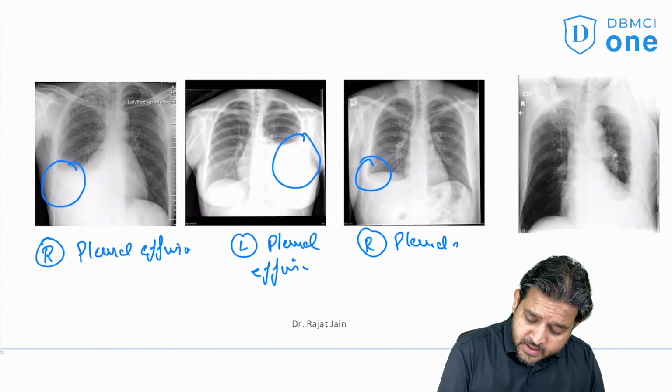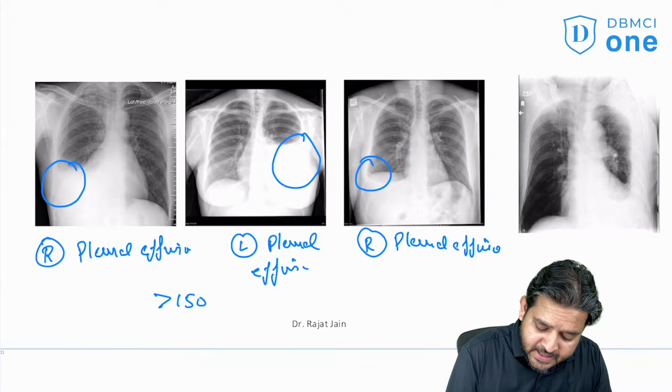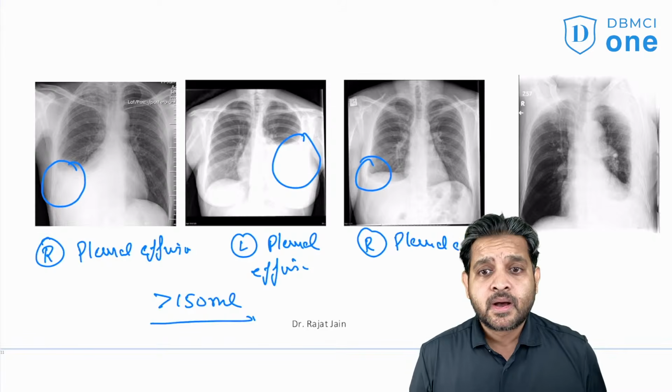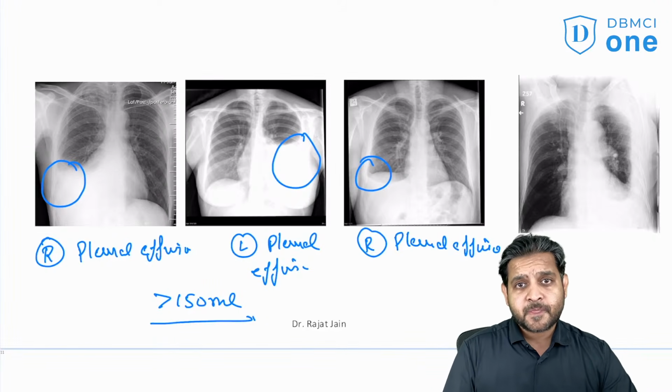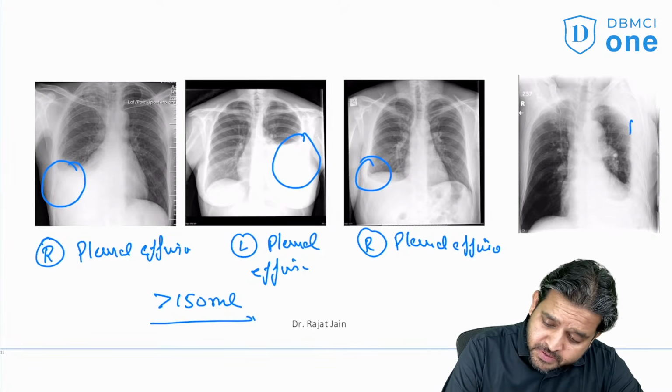It is to be noted that you can see the differential blunting of the CP angle. The minimum amount of fluid that has to be there has to be 150 ml. At least 150 ml of the fluid is required to cause blunting of CP angle on a chest X-ray, right? Now fluid should always go with the gravity, but when you look at the last image, what do you see?